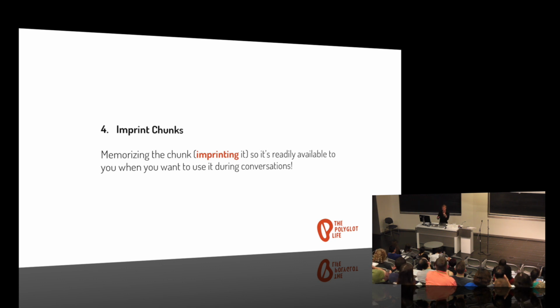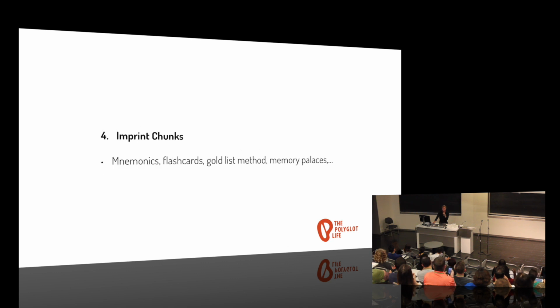But I believe that for very relevant chunks that you really want to be using, especially when you start out with a language, it can be very useful to make an active effort to imprint these chunks on your brain, to memorize them. So they're readily available to you when you want to use them during conversations. And to do that, honestly, it's not that different from learning isolated words. You can use mnemonics, spaced repetition, flashcards, the Goldlist method if you're familiar with that, memory palaces. You can use exactly the same tools that you use for learning isolated words, and you can use them for learning chunks as well.